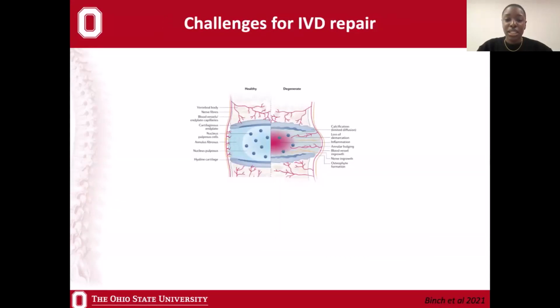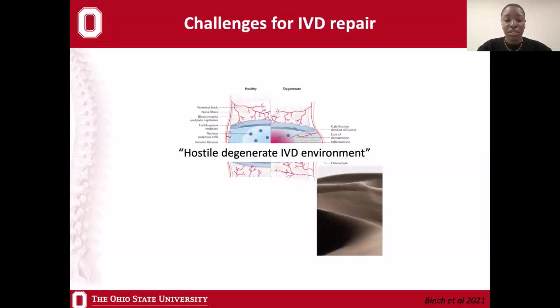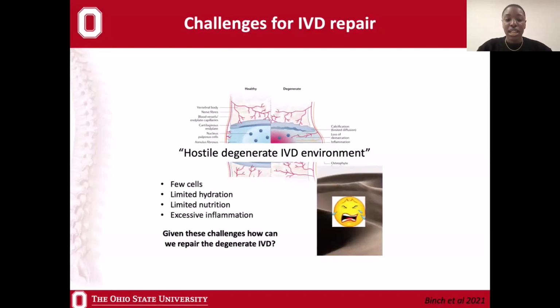The degenerate IVD is a very hostile environment, so it makes it quite difficult to repair. Some of the considerations we have to account for are the very few cells that are in this landscape, the limited hydration, limited nutrition because of complications with the end plate, and also excessive inflammation. So given these challenges, how can we repair the degenerate IVD?